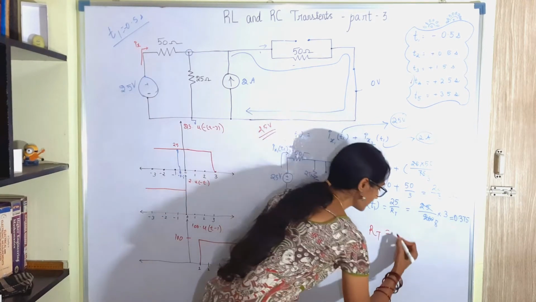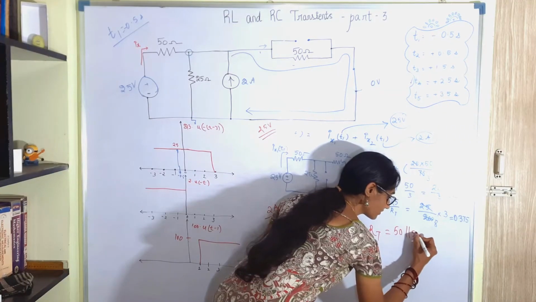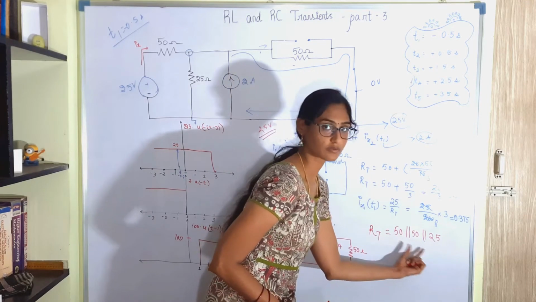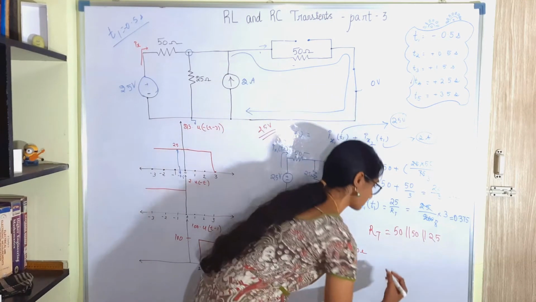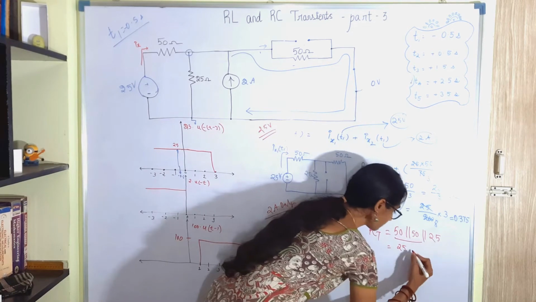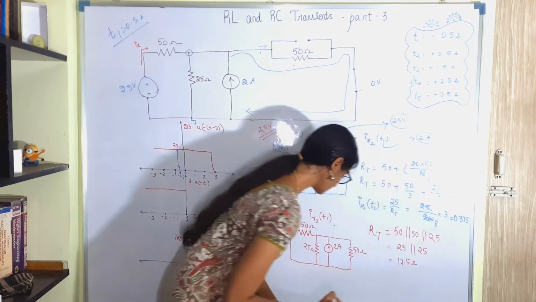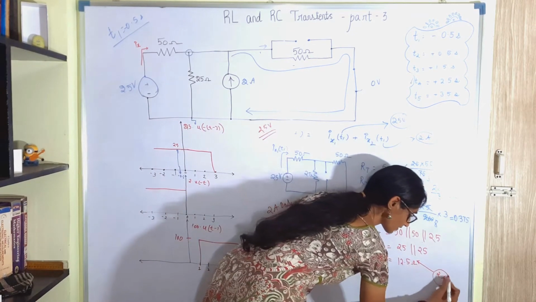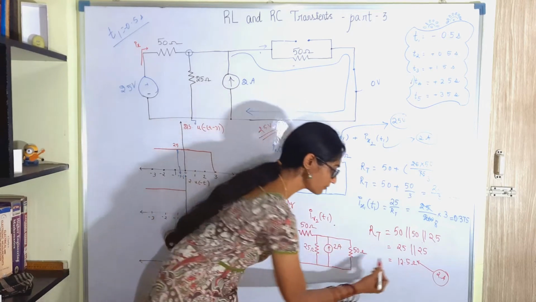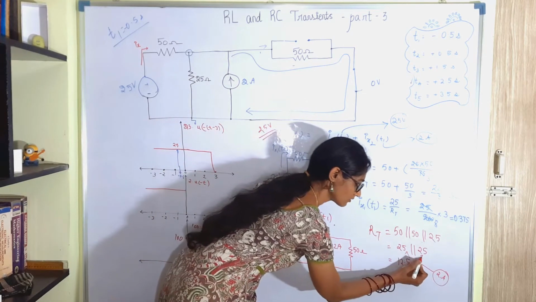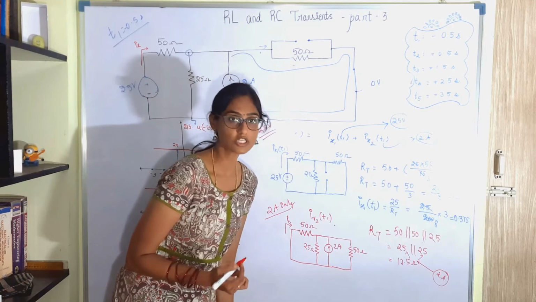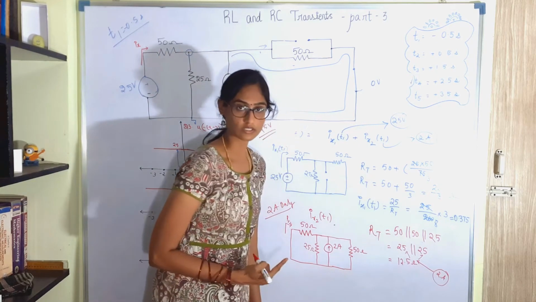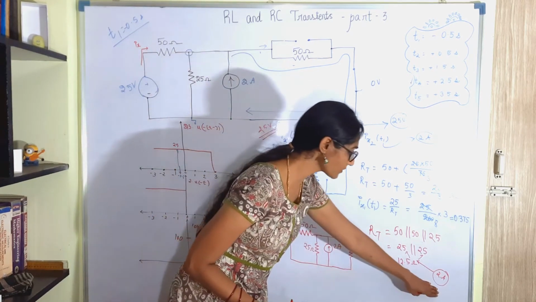The total resistance will be 50 parallel with 50 parallel with 25. Alright, 50 parallel with 50 is 25. 25 parallel with 25 is 12.5. So this 12.5 ohm is receiving 2 ampere, and this 2 ampere is shared by these two resistors because they are connected in parallel. So each one of them receives half of this current. So each 25 ohm resistor will receive 1 ampere of current.